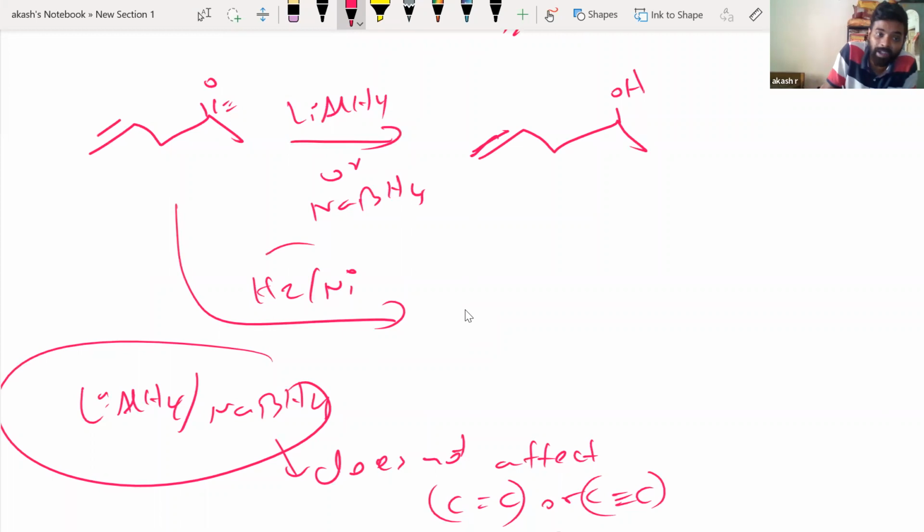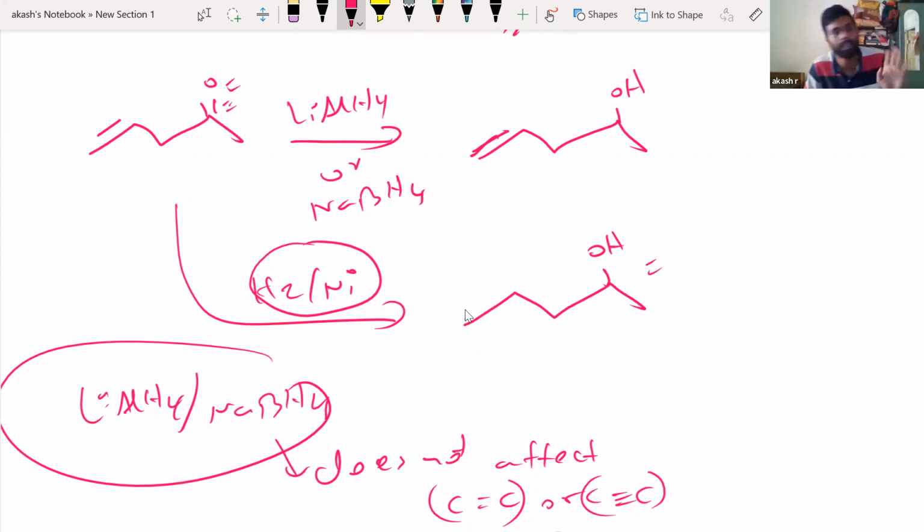But we know that H2/Ni is actually used for hydrogenation of C=C and C≡C bonds, right? So if you do this, the double bond is also gone and the ketone is also reduced to the alcohol. You have to be very careful with this. If you use LiAlH4 or NaBH4, the double bond is not getting affected. But if you use H2/Ni, both the double bond as well as the carbonyl compound undergo reduction. We have to be very, very careful with this.